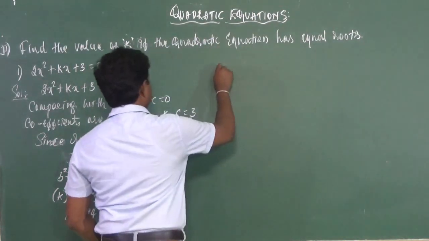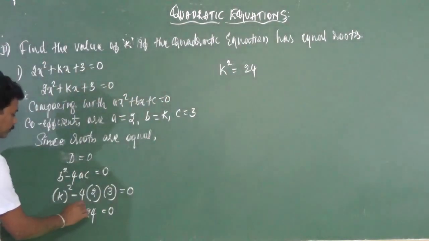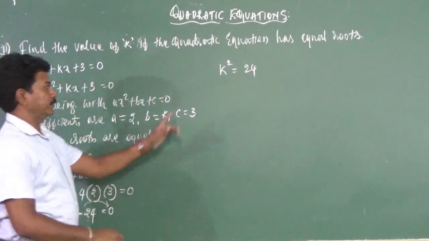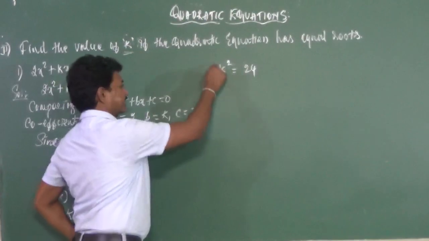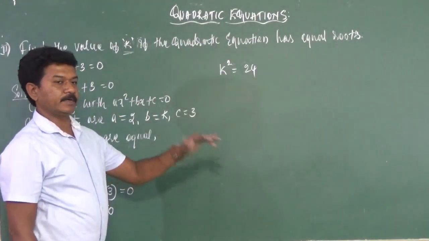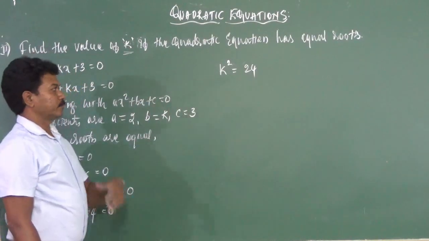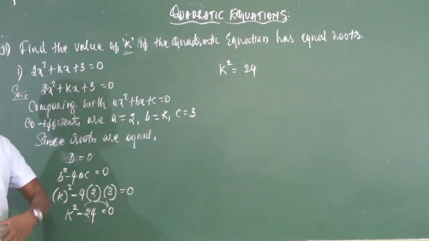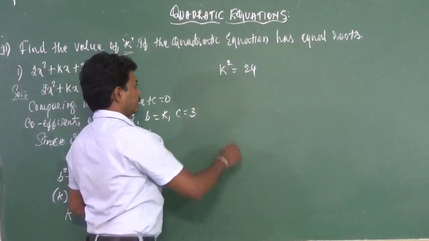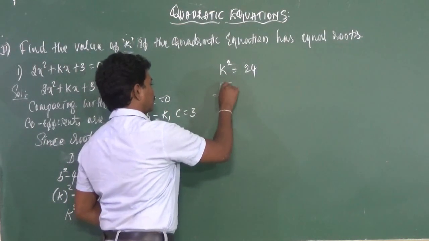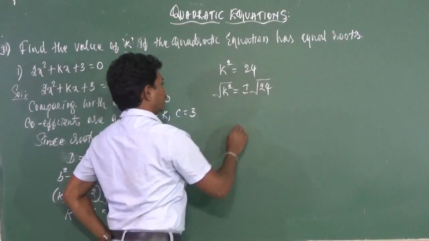So k square is equal to 24, because minus 24 when transposed to the RHS becomes plus 24. He has asked you to find the value of k, not k square. Therefore we have to remove the square there. The process of removing a square from an equation is taking the square root on both sides, which is the opposite operation. So square root of k square is equal to plus or minus square root of 24.